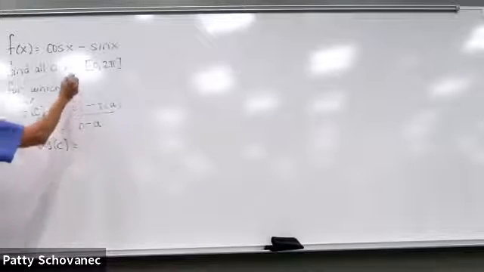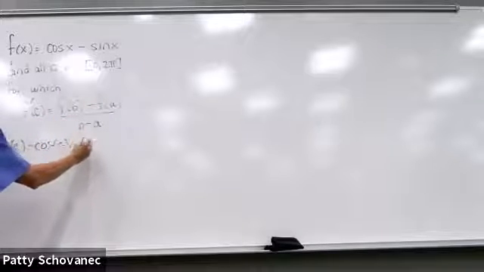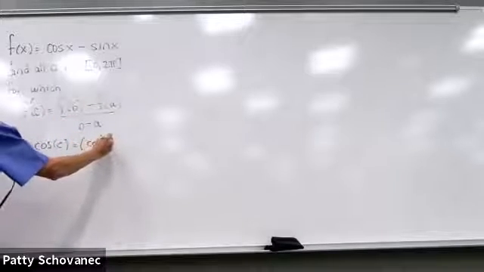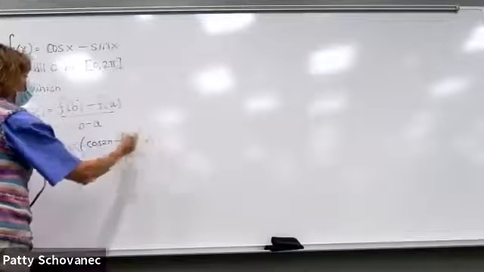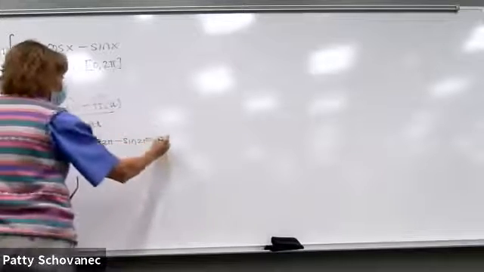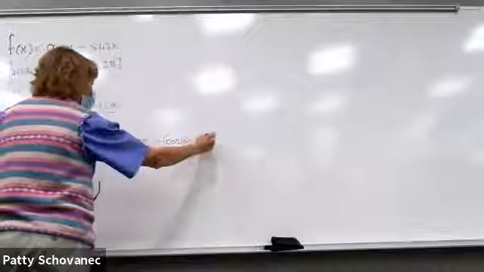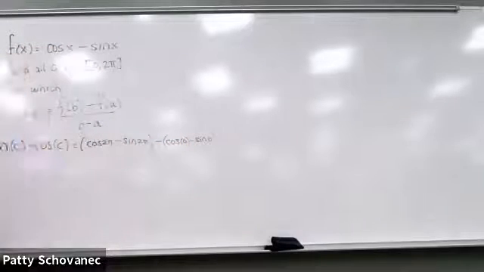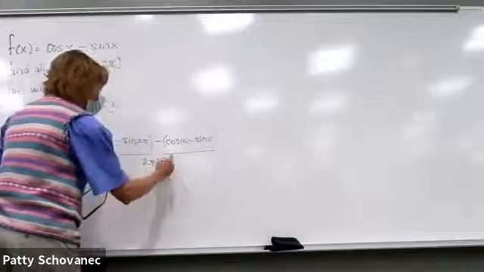F of B will be f of 2 pi. So it's going to be cosine of 2 pi minus the sine of 2 pi. And then f of A is cosine of 0 minus the sine of 0. And then on the bottom, 2 pi minus 0. Is that the way you started it? Yes.